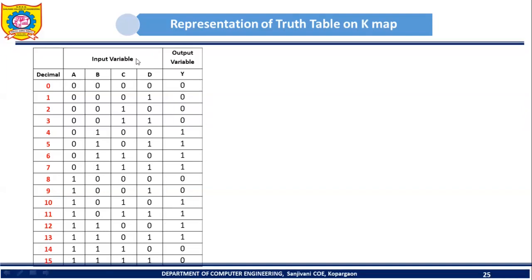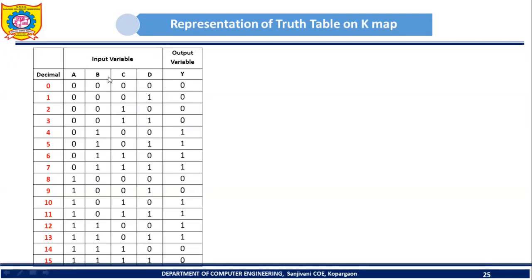Then apart from this input column and output column, in this truth table I have added one more column, and that column is labeled as decimal number. This column contains the decimal numbers which are equivalent to the corresponding binary number. For example, this 1 is equivalent to this binary number 0001. Then this 7 is a decimal number which is equivalent to this binary number 0111. Then this 15 is a decimal number which is equivalent to this binary number.